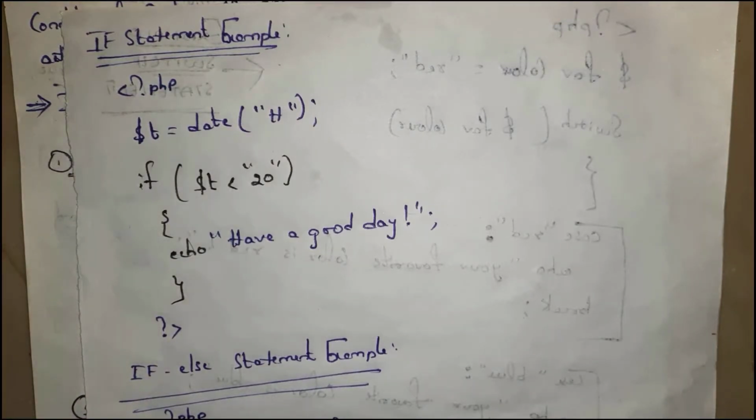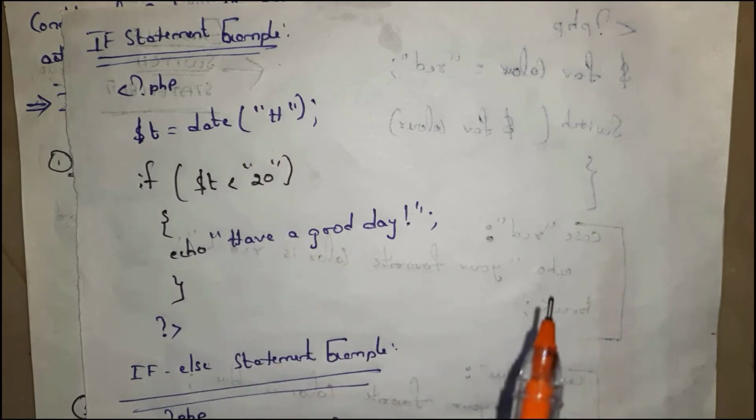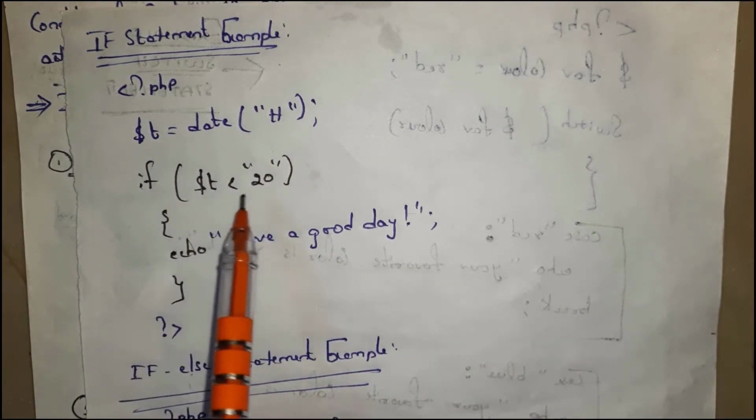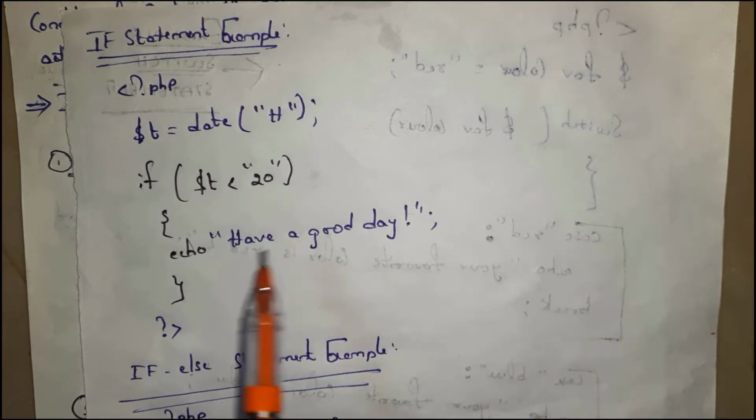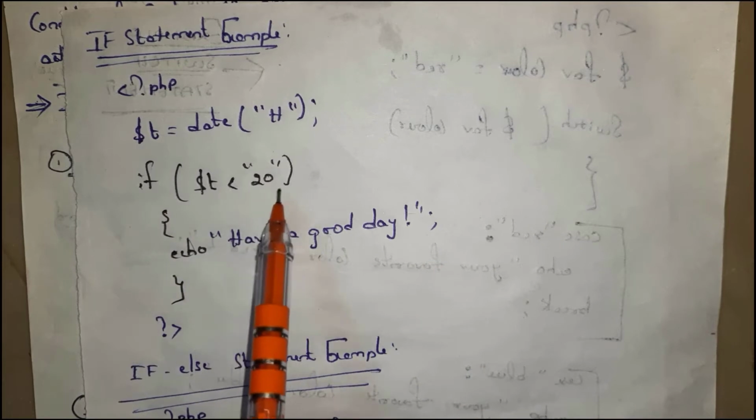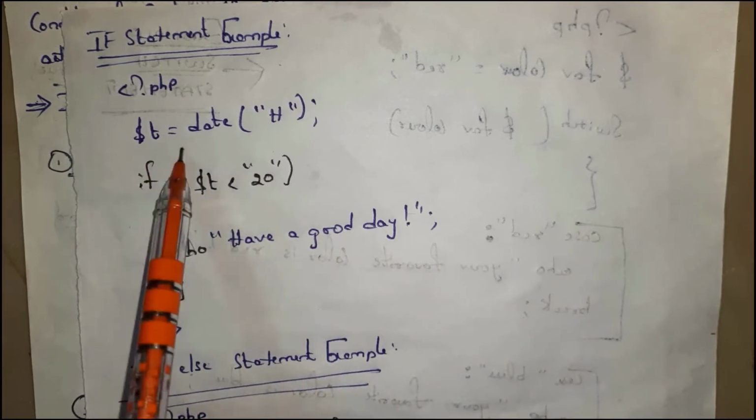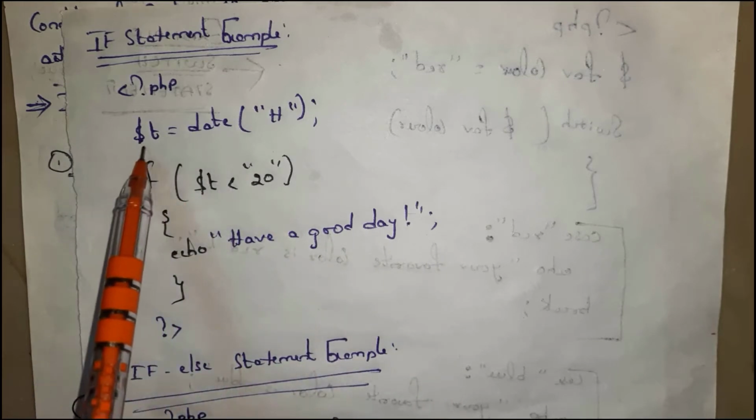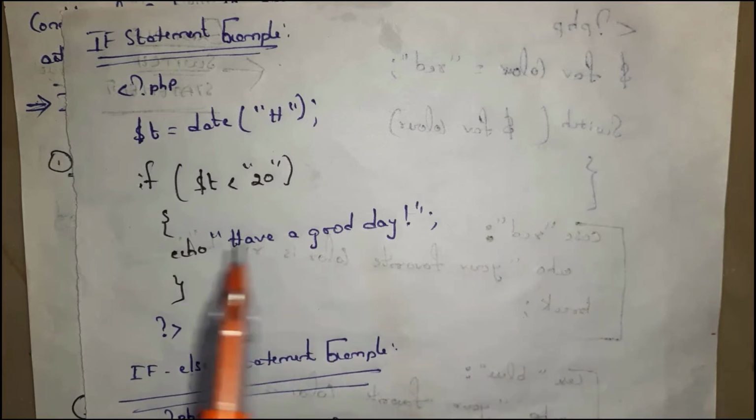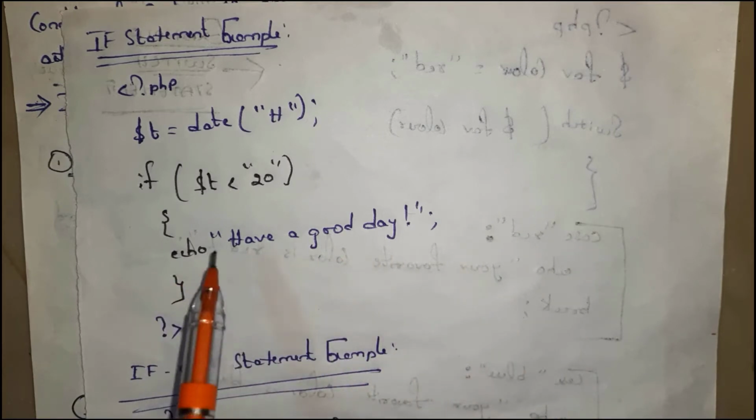See this example. I took $t is equal to date of h, and if $t less than 20, echo have a good day. See, if condition, this $t less than 20 is the condition. Suppose I took $t is equal to 10, 10 is less than 20, that means condition is true. So this statement is going to get executed. Output is have a good day.